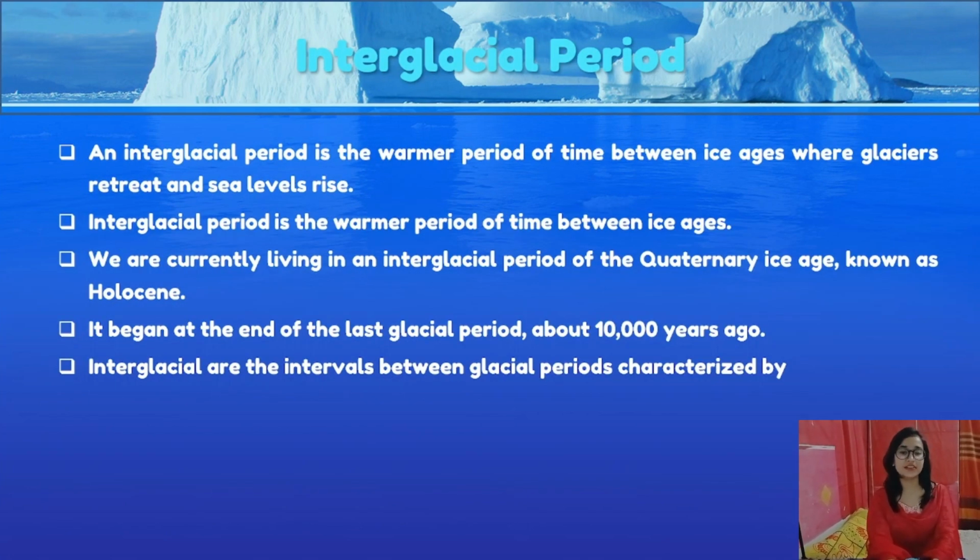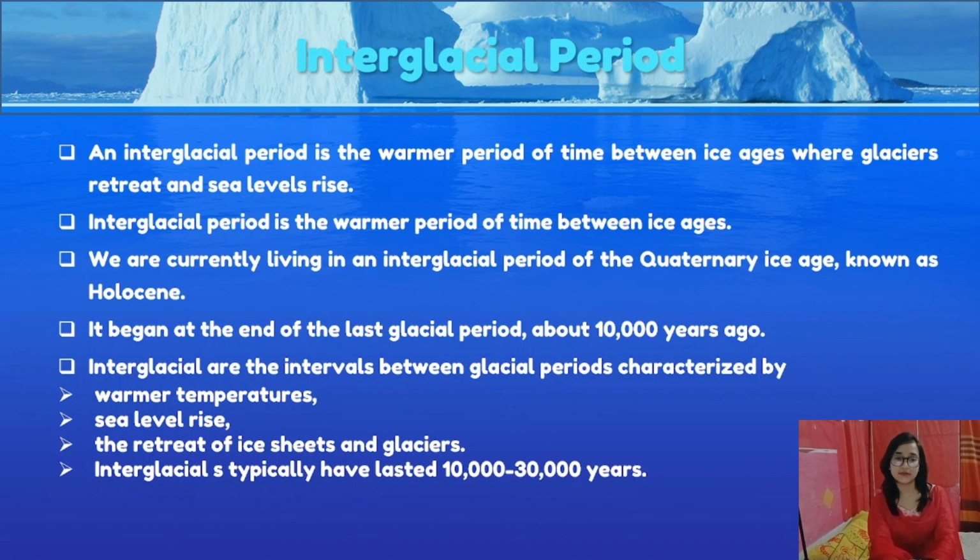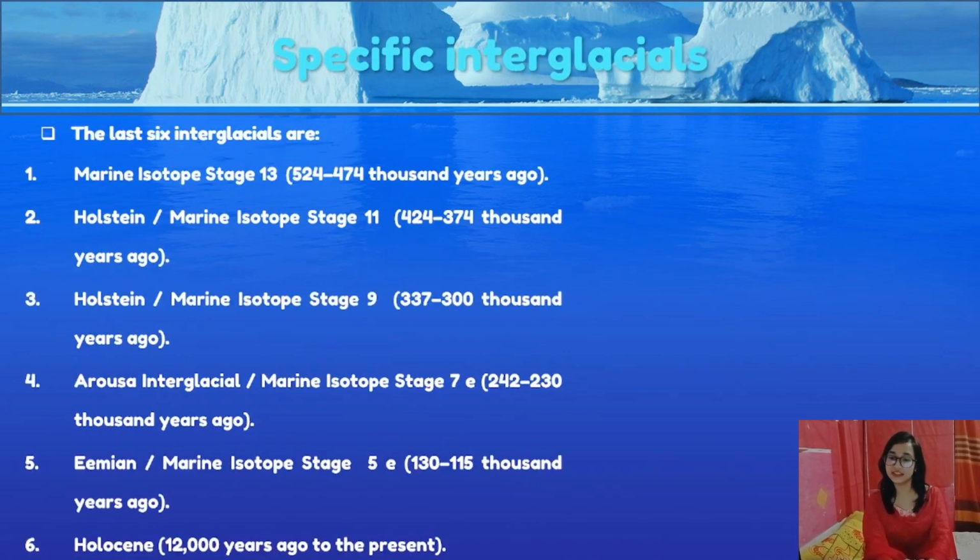An interglacial period is the warmer period of time between ice ages where glaciers retreat and sea level rises. We are currently living in an interglacial period of the Quaternary ice age known as the Holocene. It began at the end of the glacial period about 10,000 years ago. Interglacials are the intervals between glacial periods characterized by warmer temperature, sea level rise, and the retreat of ice sheets and glaciers. Interglacials have typically lasted 10,000 to 30,000 years.